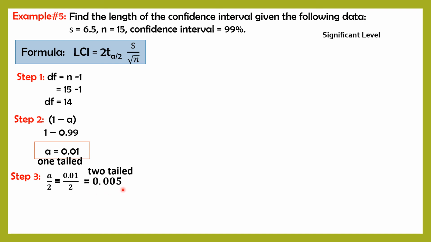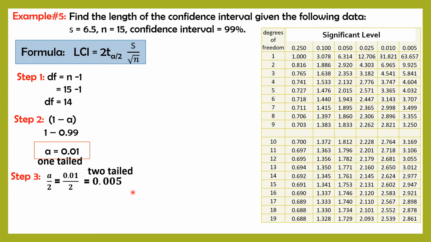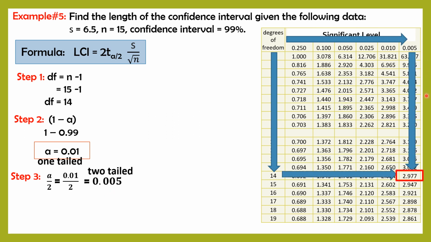So, that is for both sides. Then, let's look at our table. Our degrees of freedom is 14. So, here it is. And then we have your 0.005. There. Then, we go down, and let them meet. So, this is now our T sub alpha over 2. There, that is 2.977. So, this is what we need to solve our length of confidence interval.